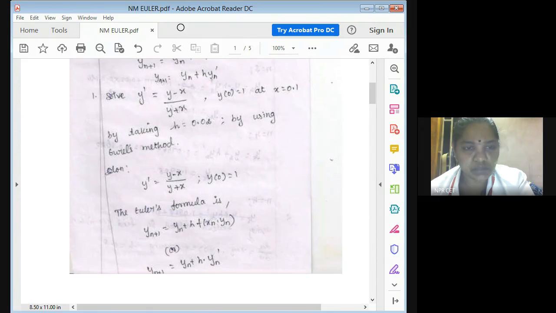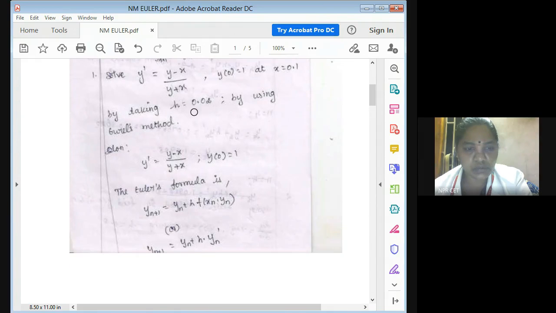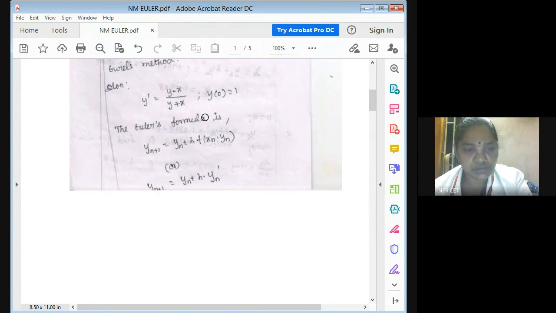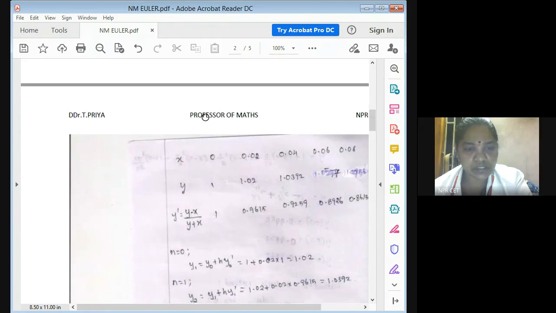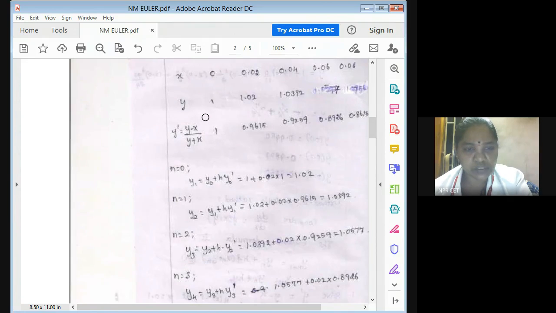Solve y dash is equal to y minus x by y plus x, y of 0 equal to 1, and find y at x is equal to 0.1 by taking h is equal to 0.02 using Euler's method. See, y dash is equal to y minus x by y plus x, y of 0 equal to 1. So now write down the given Euler's formula. Okay, so next you just go through this.